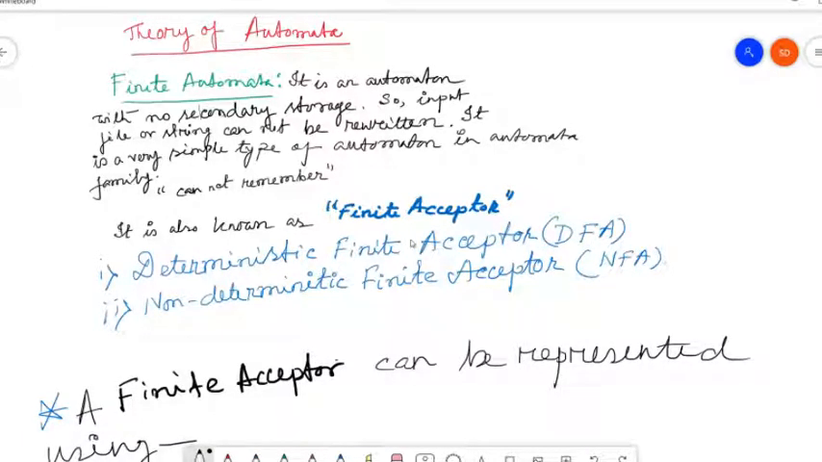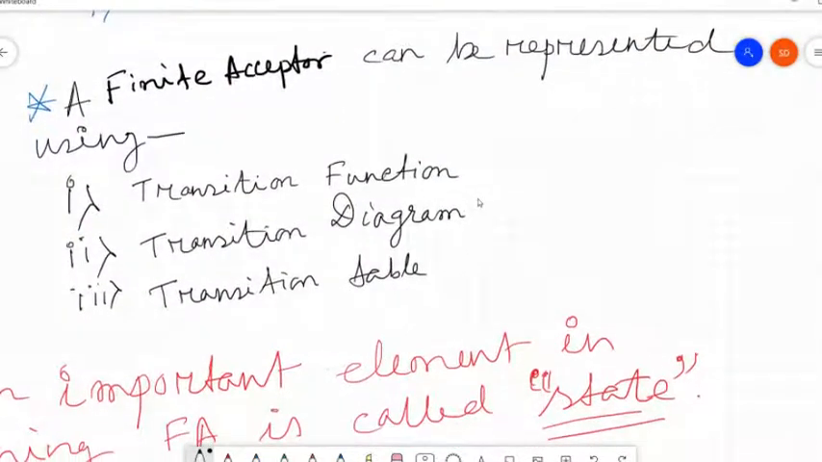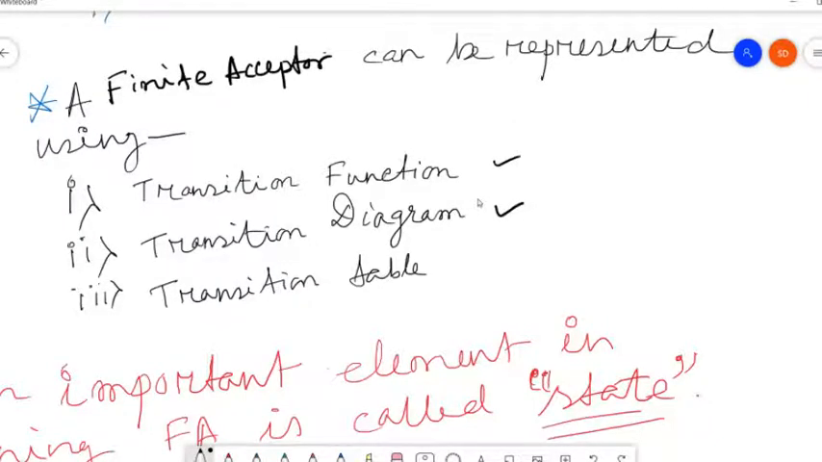We will discuss these two acceptors broadly, but first let's discuss how we can represent a finite acceptor. There are three ways we can represent a finite acceptor. The first one is the transition function. The second one is the transition diagram, a diagrammatic representation of a finite acceptor. And then a transition table is a tabular representation of different operations and different transitions from one state to another state, explained in table form.